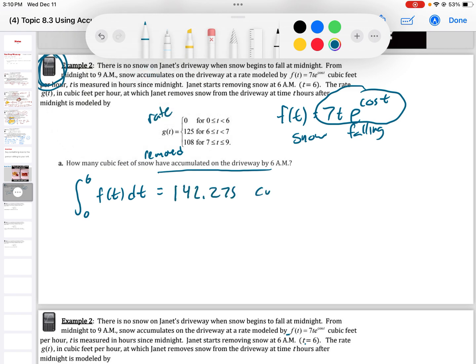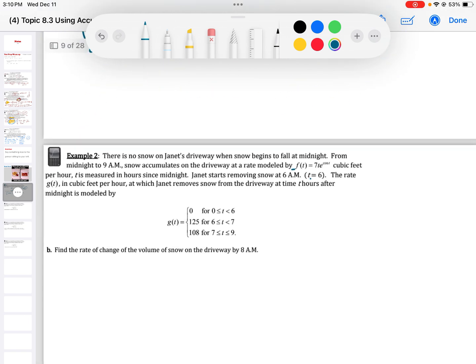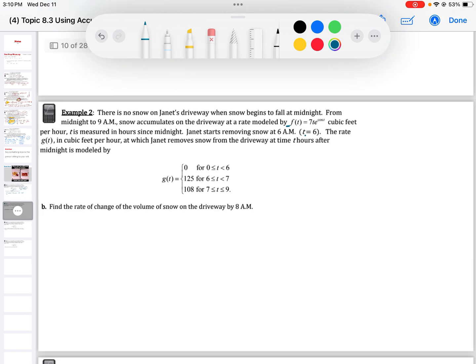And I would get 142.275 cubic feet. So remember, that's a total amount, right? I integrated a rate, which is cubic feet per hour, to just get a total in cubic feet. So on her driveway, there's now 142.275 cubic feet of snow. And it's still coming down, right? But we've answered that question.